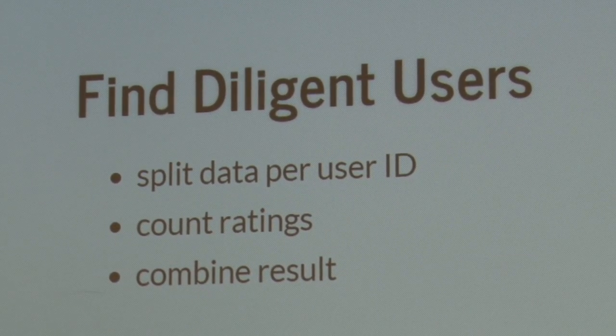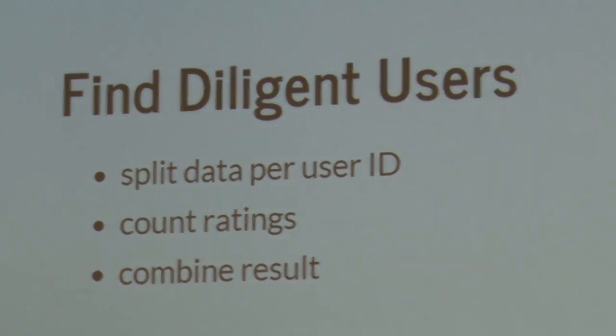So for example, let's find diligent users in our data set. What we want to do is find the users who rated a lot of movies. So we do have this file that has the user ID and the movie ID and the rating. We want to split according to the user ID. And then for each user, I can count how many ratings they gave. And then I can combine the results. So here's the result. And this is split, apply, combine in Pandas.